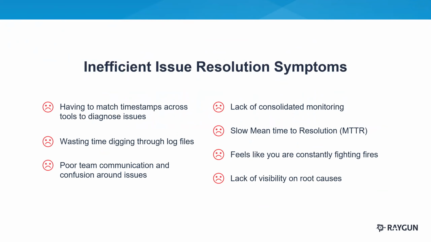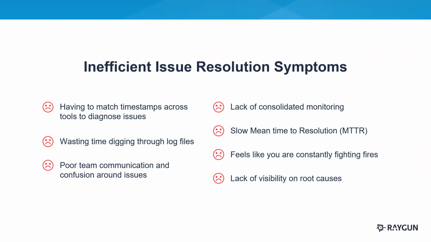So we looked at some of the symptoms of inefficient error resolution. I'm not going to read all of these out for you. You can read them yourself, but there's a couple of things in here that are really important to my heart. One of them being the slow mean time to resolution. So how long is it actually taking your team to figure out what actually went wrong and then fixing it?